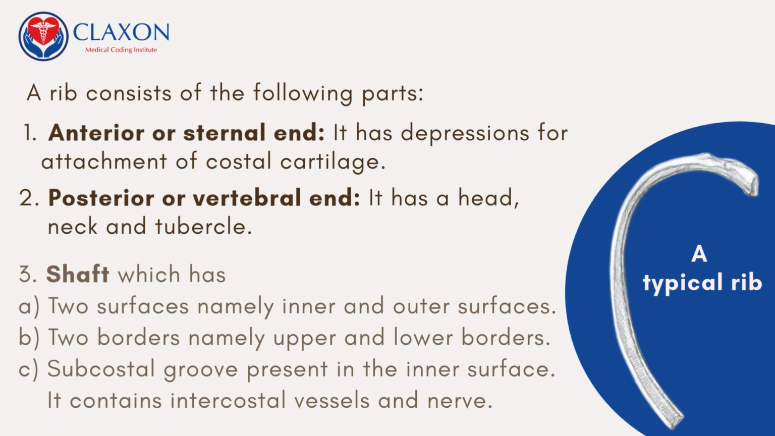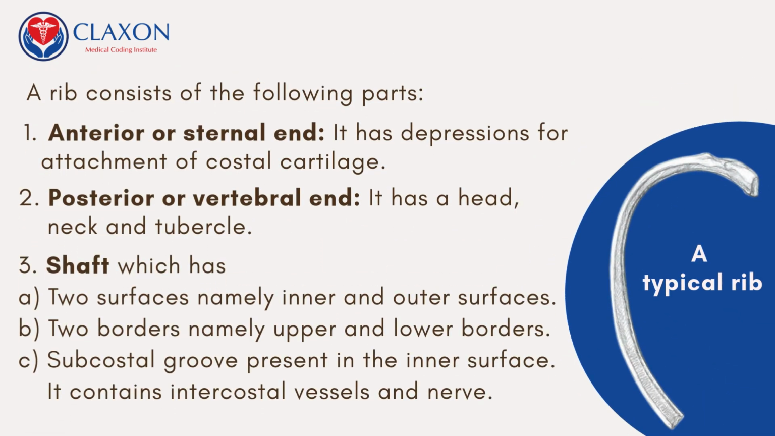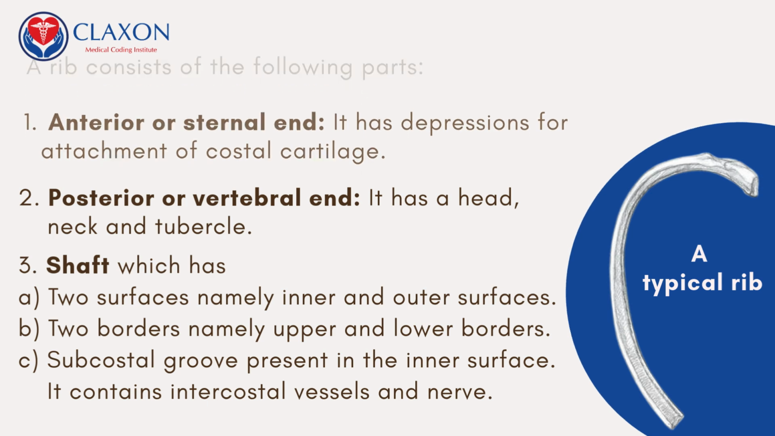A rib consists of the following parts. 1. Anterior or sternal end, it has depressions for attachment of costal cartilage. 2. Posterior or vertebral end, it has a head, neck and tubercle. 3. Shaft, which has a. 2 surfaces, namely inner and outer surfaces. b. 2 borders, namely upper and lower borders. c. Subcostal groove present in the inner surface. It contains intercostal vessels and nerve.